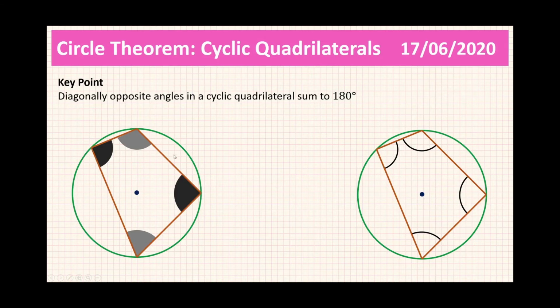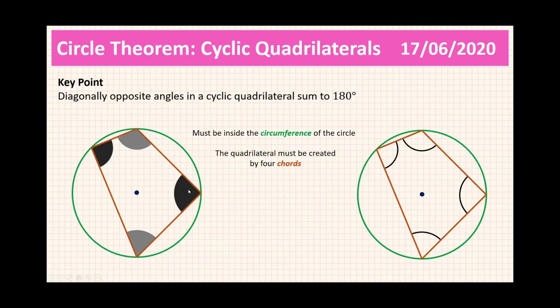Now, what do we need to happen for this circle theorem to be true? Well, first of all, the shape must be inside the circle. If it's outside the circle, it would be impossible for the vertices to be on the circumference of the circle. The second thing we also need to remember is that the quadrilateral must be created by four chords. If these two constraints are met, then it will be part of this circle theorem. It will be a cyclic quadrilateral, and the diagonally opposite angles will be equal.